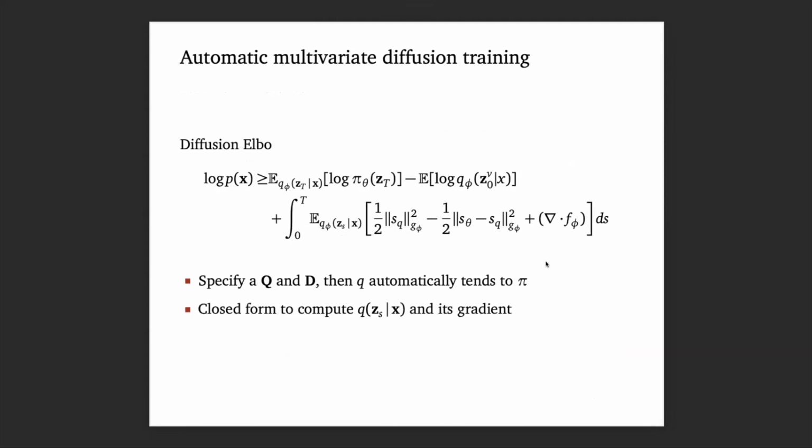And so now we have an automated approach. We have our diffusion ELBO. The way that you can just train something up is you can specify a Q, specify a D, then Q automatically tends to pi just from the analysis. And we can use the closed form of the mean and covariance to compute the transition kernel and its gradient. And since stuff is Gaussian, if I know the distribution, I can sample from it. It's not true if I have an arbitrary complicated distribution. Okay.